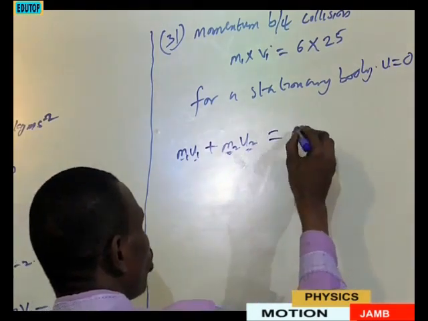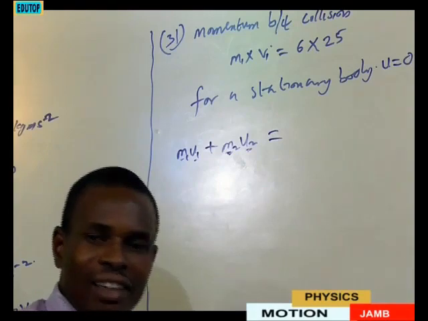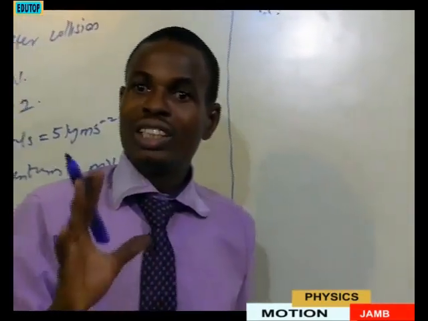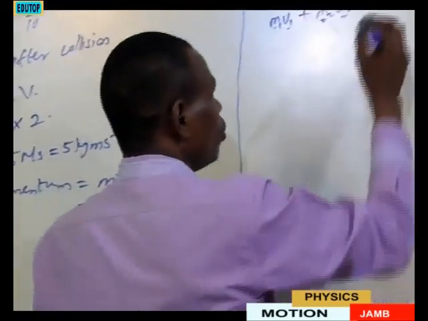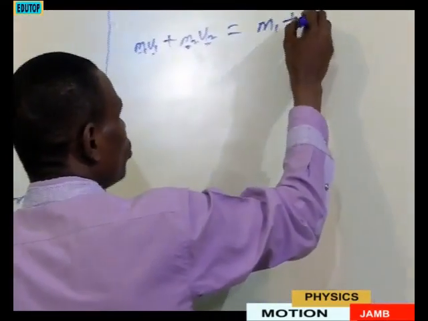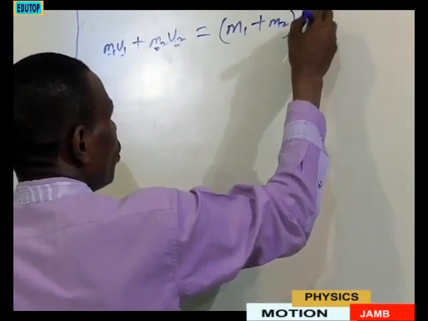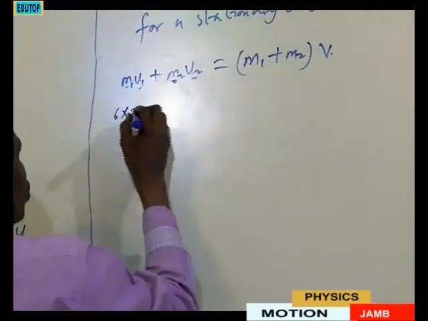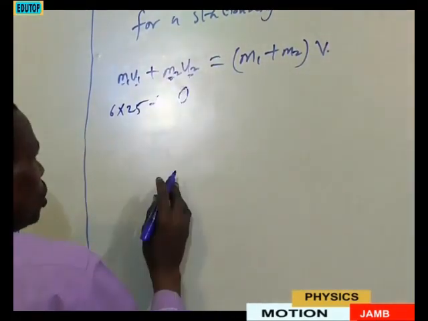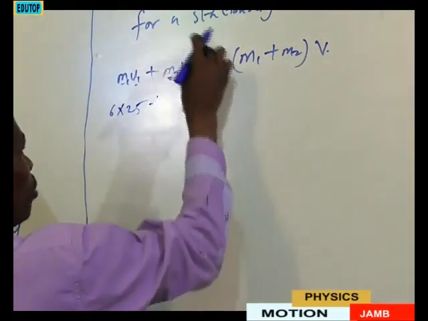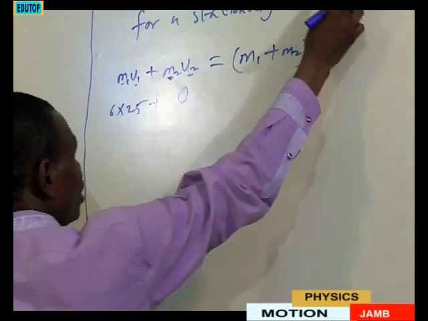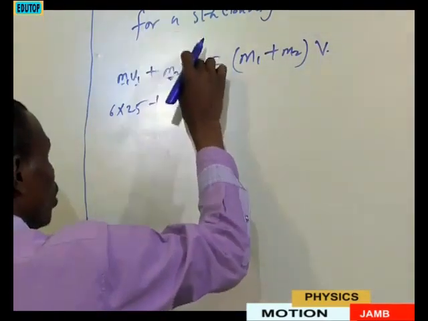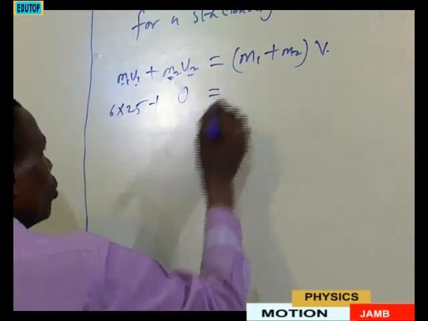So everything will be equal to, by the time they collide together, they will now be moving together in the same direction with the same velocity. Their masses will be coming together, M1 plus M2. So in this case, we are having 6 times 25 plus 0. Why is it 0? Because once it is stationary, the initial velocity is 0, and when you multiply it with 0, it's going to give you 0.